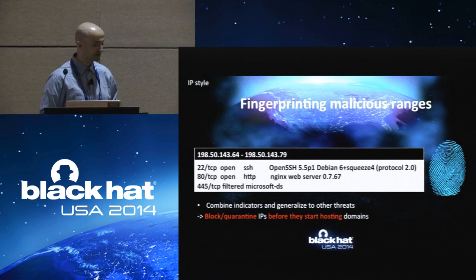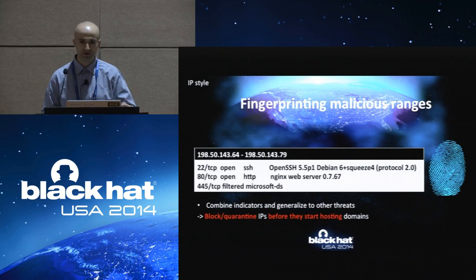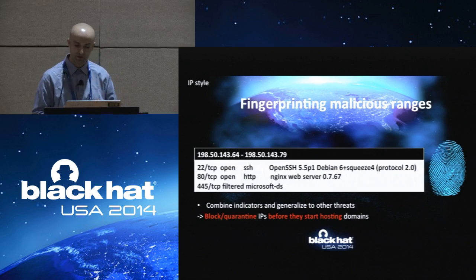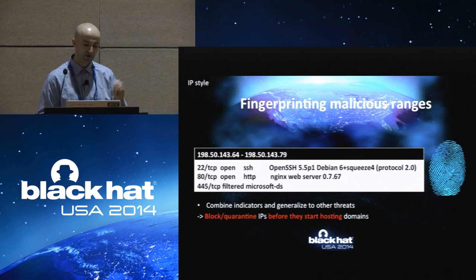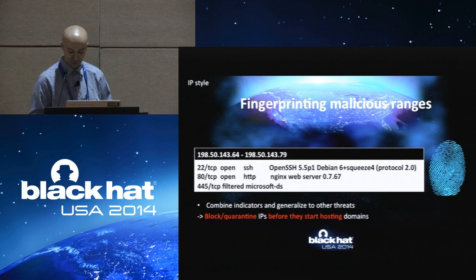Now, combining all of these indicators we described, we were able to generalize it across other attacks, and we were able to block or quarantine these IPs before they start hosting domains. So you don't have to wait until you see the domain in your traffic. By using these indicators and identifying these IP ranges, you can block them or quarantine them with a high likelihood that they will be suspicious.